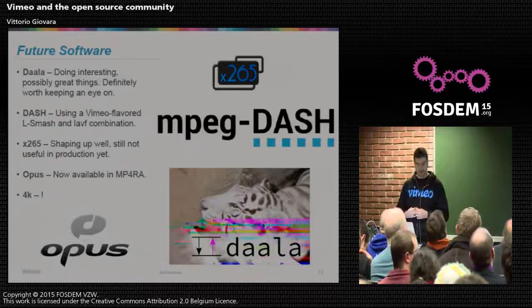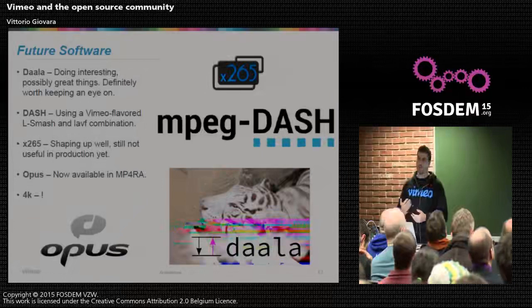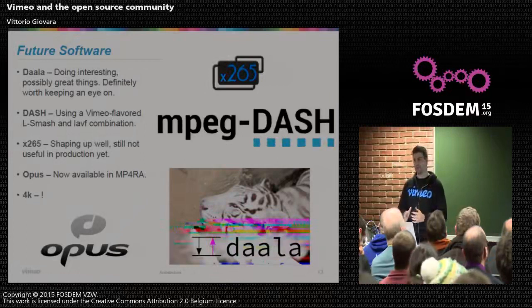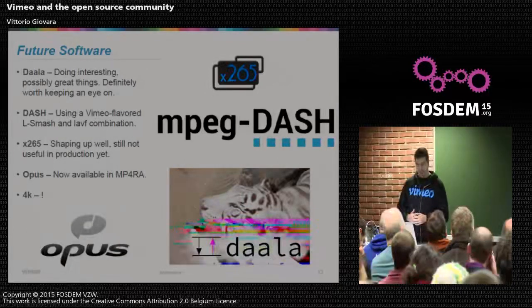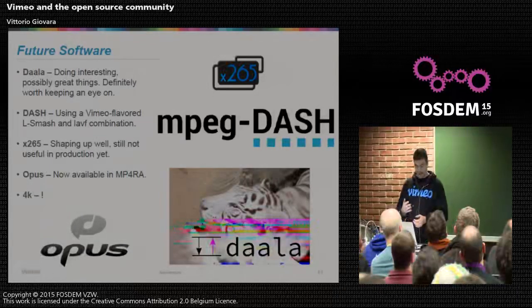Of course, we are looking into HEVC, so we are monthly testing x265 and seeing how it performs. Right now, it's still very slow, by an order of magnitude, so it's not possible to use it in production, but it's shaping up nicely. 4K, yes, of course, we are looking at 4K. We just offered 4K and 2K downloads. Also, we're looking into high frame rates and adaptive streaming that we will deploy later this year.